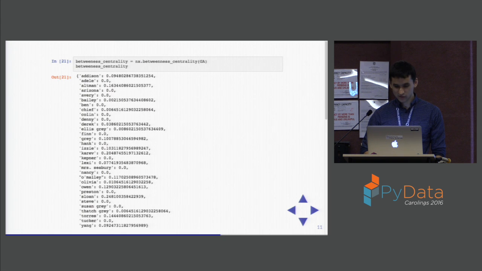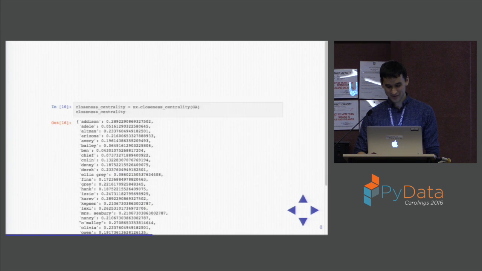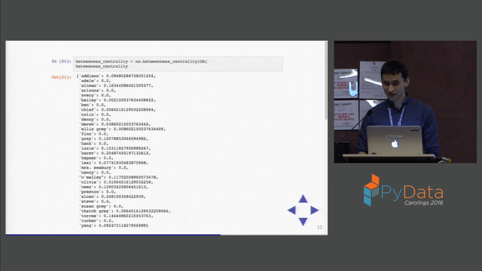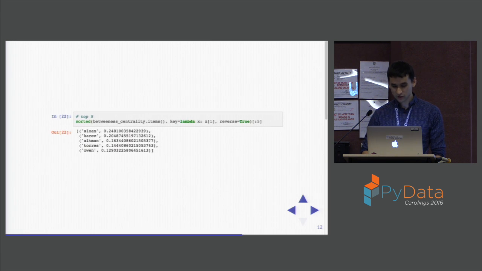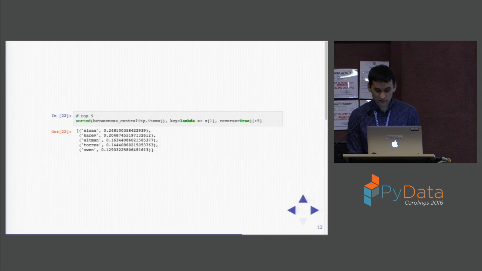All right, so we've seen this before. Literally, instead of closeness centrality or degree centrality, we use betweenness. We're getting them, and we'll look at the top 5 again. The top 5 have some of the same people, but there are some new ones.